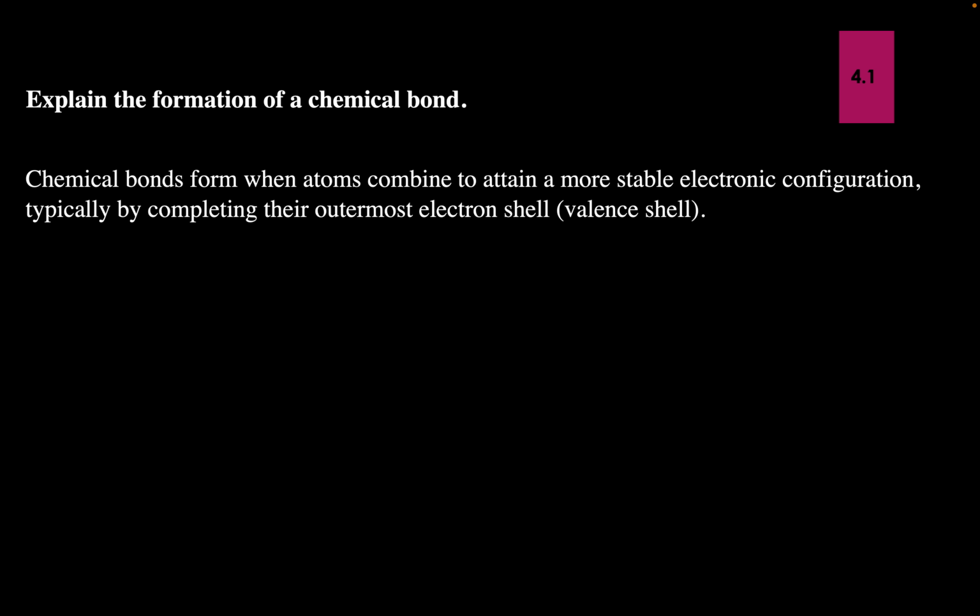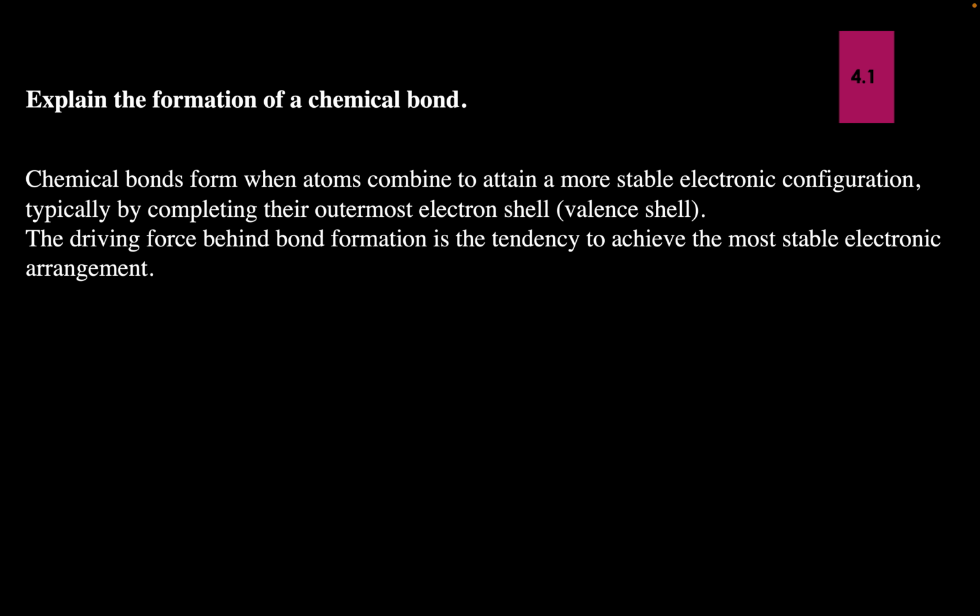Now, what we mean by a more stable electronic configuration is, when you look at the electronic structure of each of these atoms, their outermost shell is not complete. By complete, what we mean is they should have 8 electrons in the outermost shell. Now that is not present in most of the atoms. Therefore, they are going to combine and then complete that outermost shell, which is also called the valence shell.